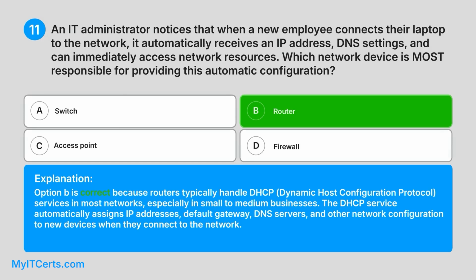Correct answer, B. Router. Explanation. Option B is correct because routers typically handle DHCP, Dynamic Host Configuration Protocol, services in most networks, especially in small to medium businesses. The DHCP service automatically assigns IP addresses, default gateway, DNS servers, and other network configuration to new devices when they connect to the network.